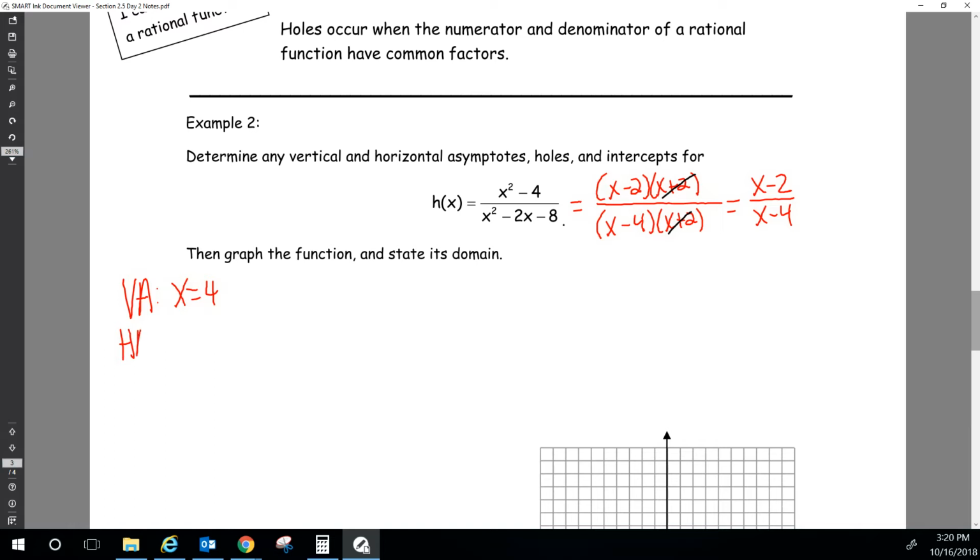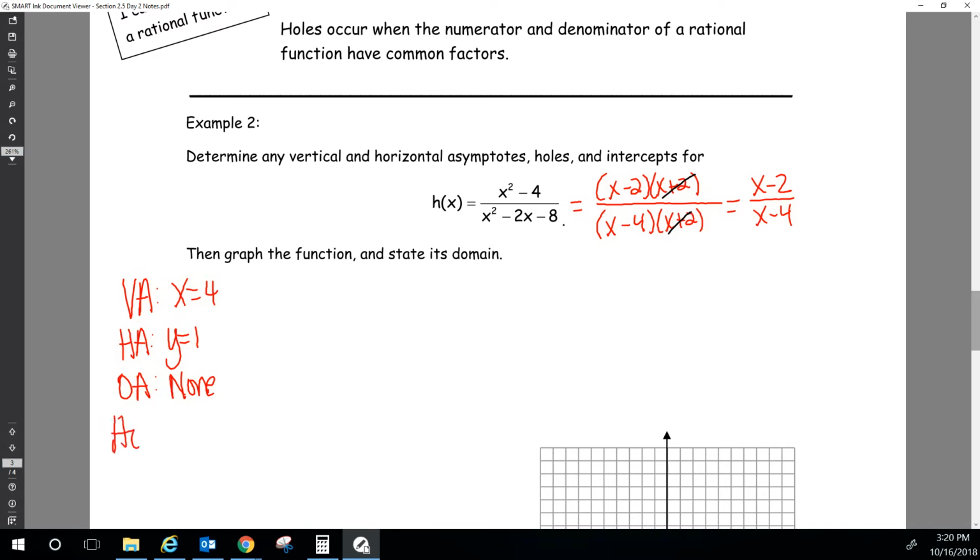For my horizontal asymptote, the degree of my numerator is the same as the degree of my denominator. So it's going to be leading coefficient divided by leading coefficient, or y equals 1. For my oblique asymptote, since I have a horizontal asymptote, I'm not going to have an oblique asymptote. I know this because this is not 1 degree over this one.